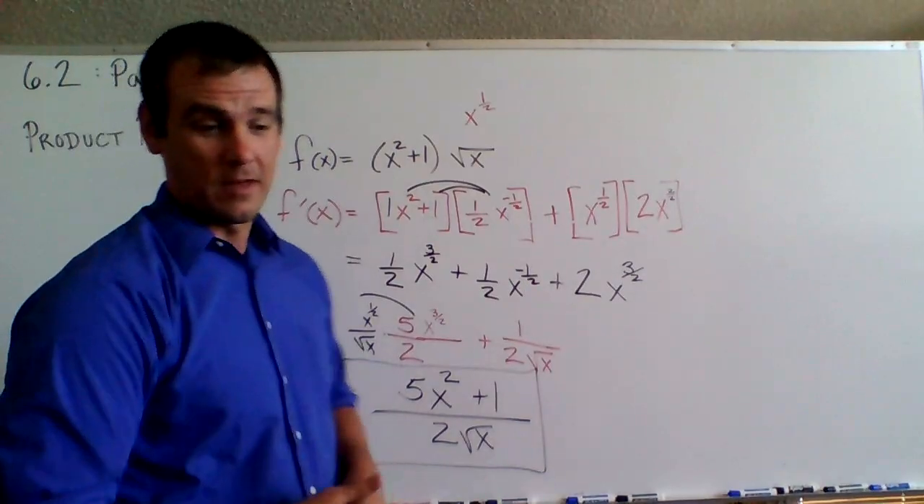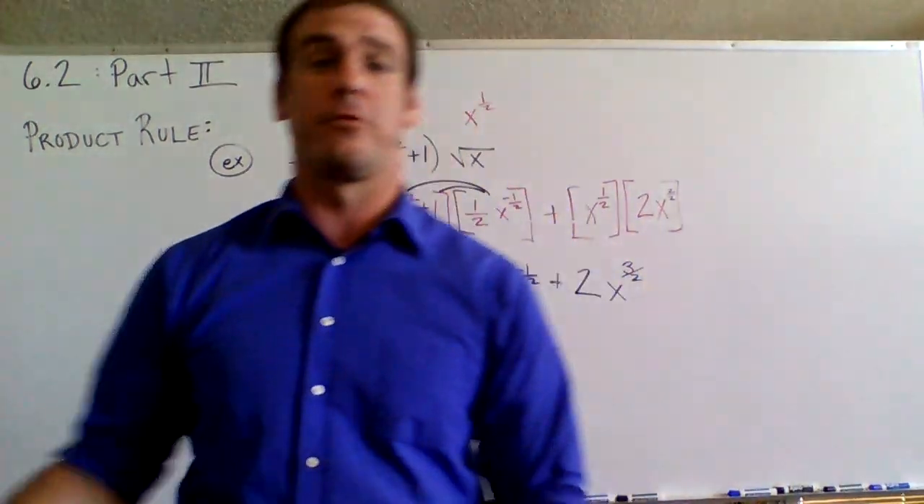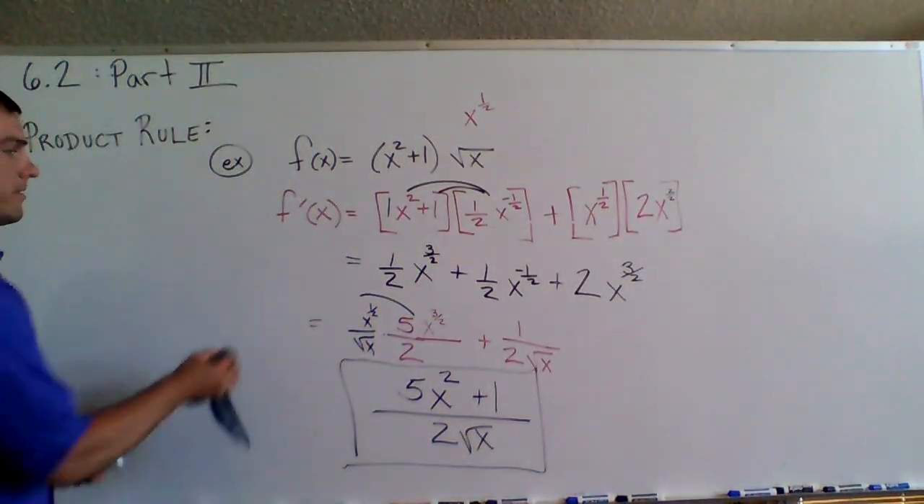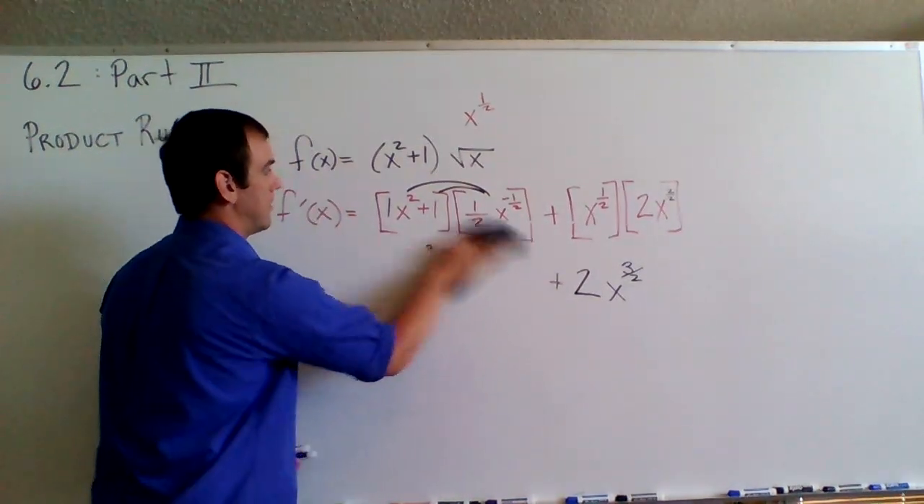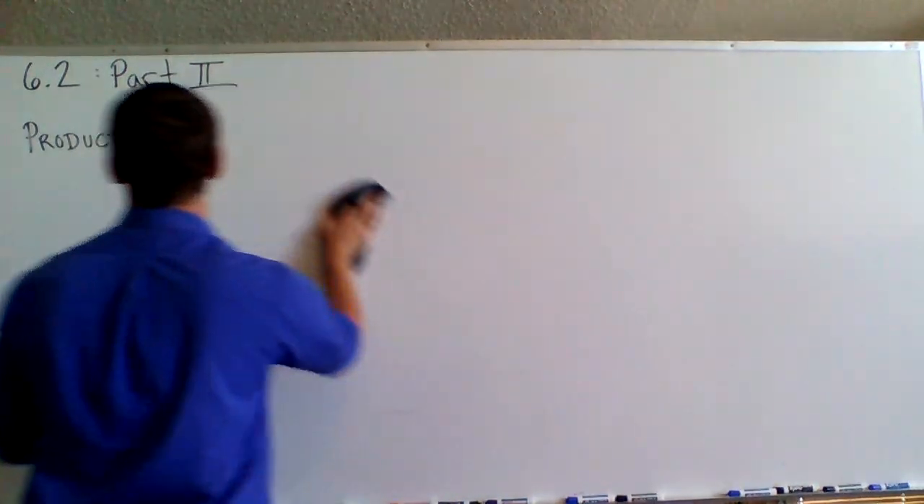Hopefully that makes sense. Yeah, so it's really just going to be the first times the derivative of the second plus the second times the derivative of the first. That's all you got to do. We should be good with one example, right? Yeah.